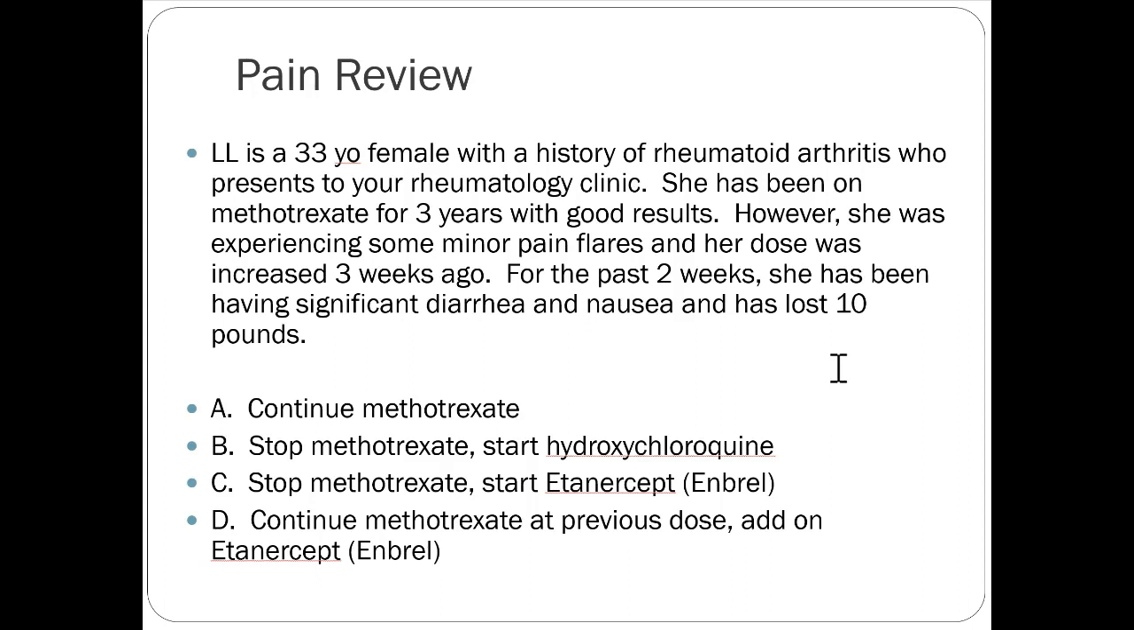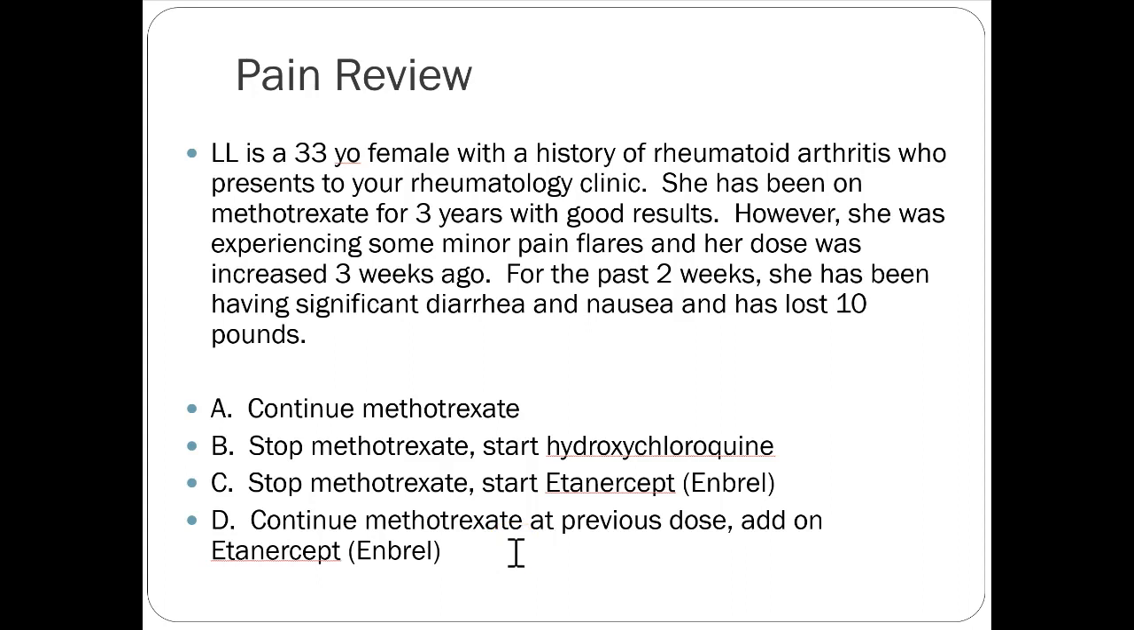A, continue methotrexate. Well, hopefully we understand that her side effects are not good, and we probably don't want to do that. So A is wrong. B, stop methotrexate and start hydroxychloroquine. Okay, so there's one alternative potentially. C, stop methotrexate and start etanercept or Enbrel. Another alternative. And D, continue methotrexate at the previous dose and add on etanercept.